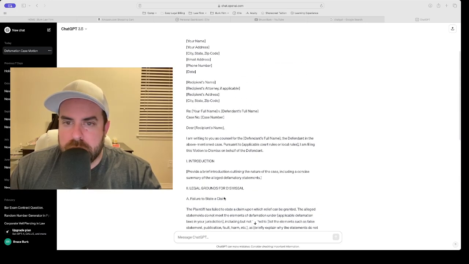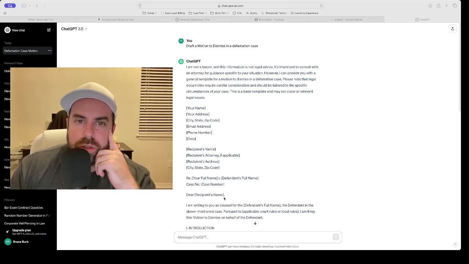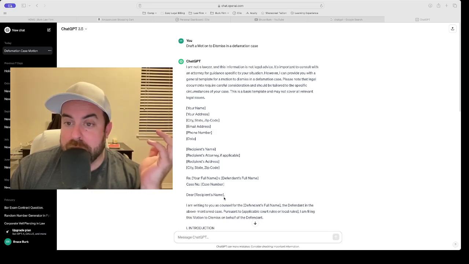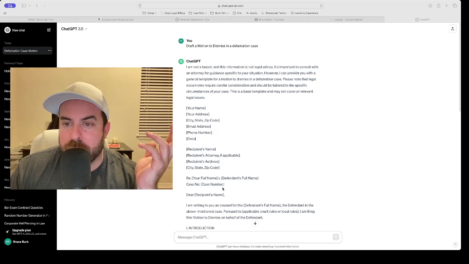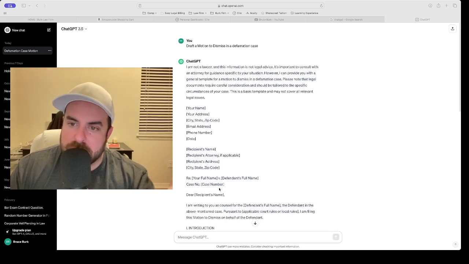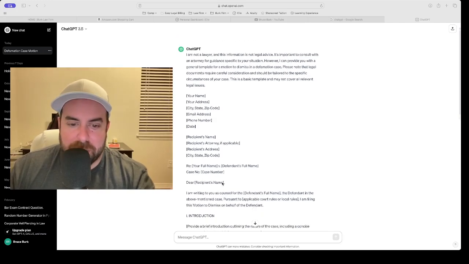This thing you can see here, it was the prompt: draft a motion to dismiss in a defamation case, right? And you can see here, it did it in the form of a letter. We don't draft motions in the format of a letter typically. There's letters and then there's motions, and they go on different letterhead. So that already is a problem.